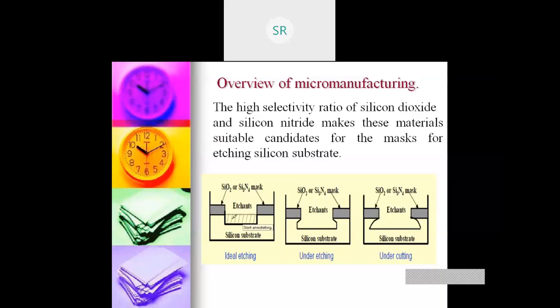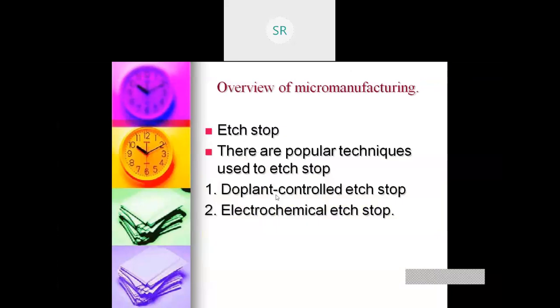After the process, the unwanted part is removed. So now I want to stop this process. Now there are two concepts: one is the doping controlled etch stop, and the other one is the electrochemical etch stop.